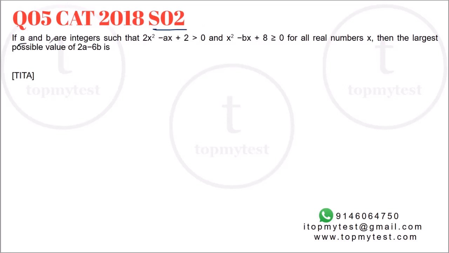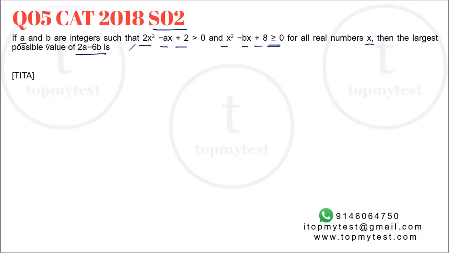It says if a and b are integers, and 2x square minus ax plus 2 is greater than 0 and x square minus bx plus 8 is greater than or equal to 0 for all real numbers x, then the largest possible value of twice a minus 6b is how much?